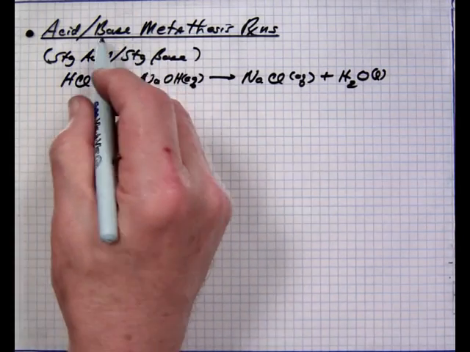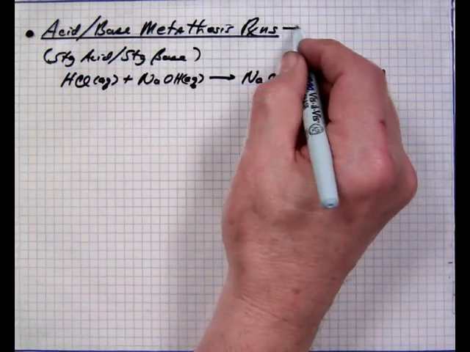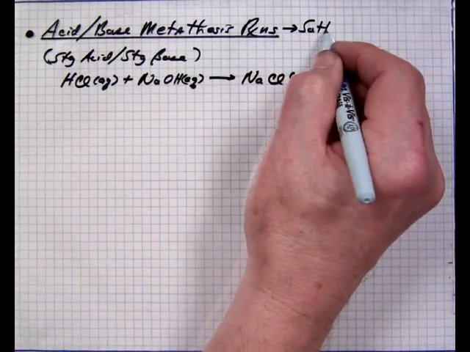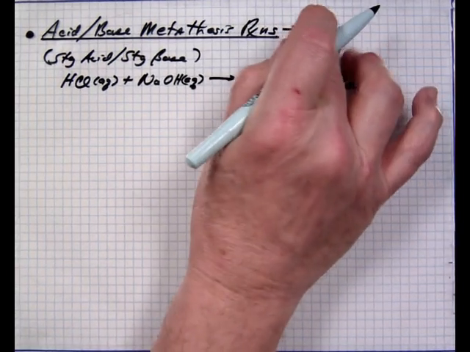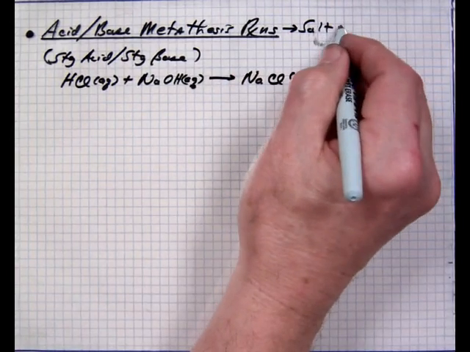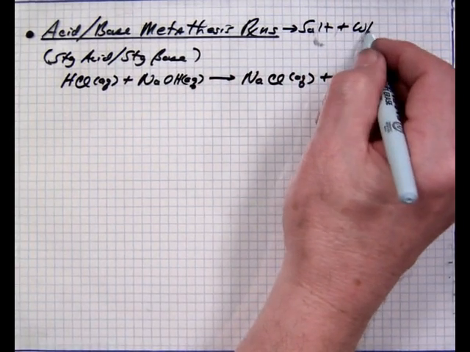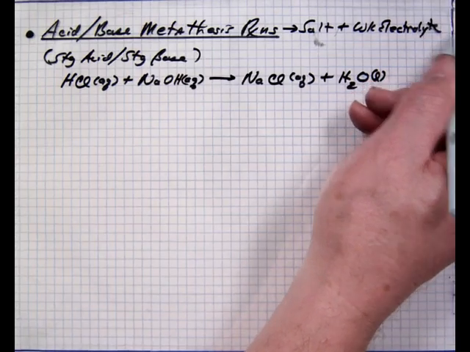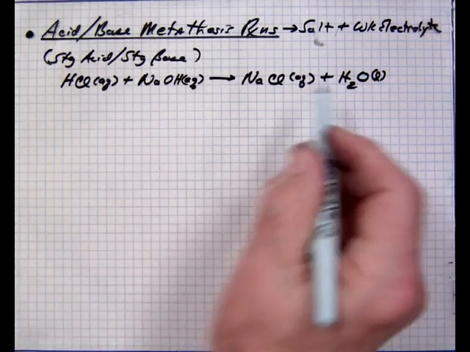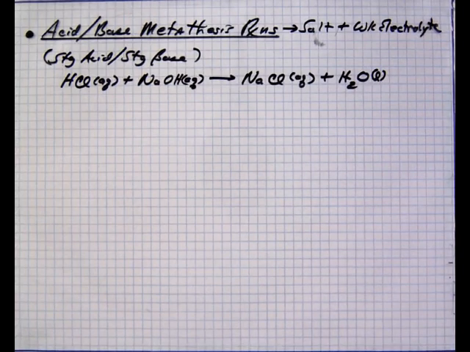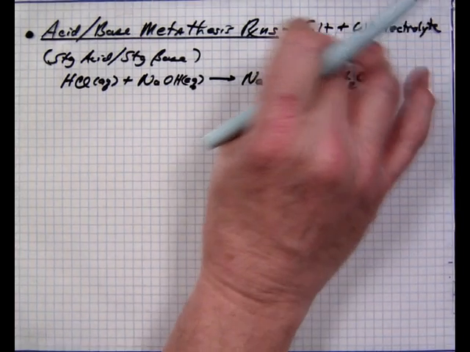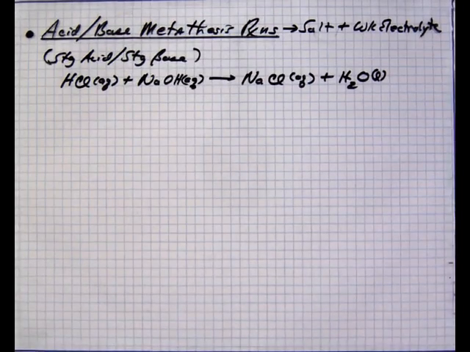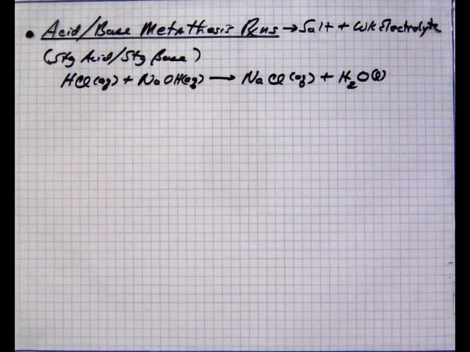Typically, a strong acid-base metathesis reaction produces a salt plus a weak electrolyte. Well, the ones I'm showing you will all come out with water, but there are acid-base reactions which do not produce water, so they produce a weak electrolyte. That's the driving force.